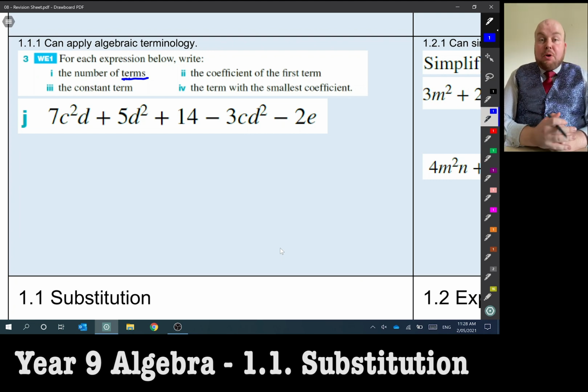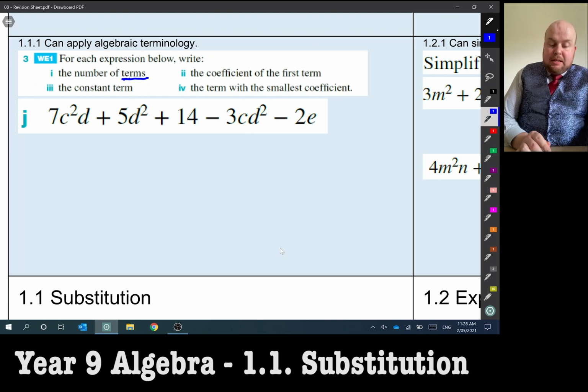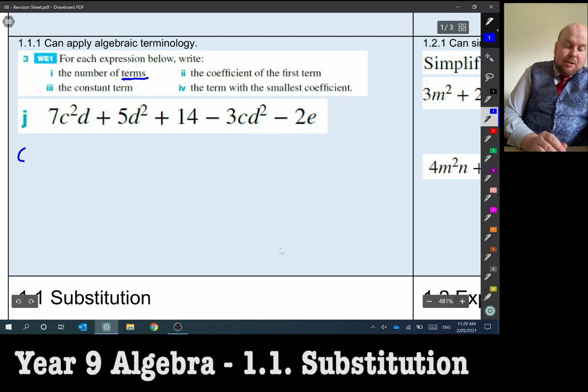So, for example, we have got an expression here, 7c squared d plus 5d squared plus 14 minus 3cd squared minus 2e. The terms are separated by pluses or minuses, and the number of terms would be the number that you see in front of you right here. So we've got 7c squared d plus 5d squared plus 14 minus 3cd squared minus 2e. There's 1, 2, 3, 4, 5. There are 5 terms.